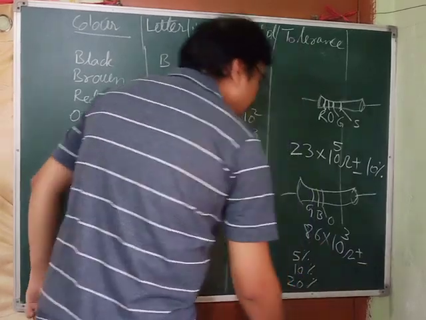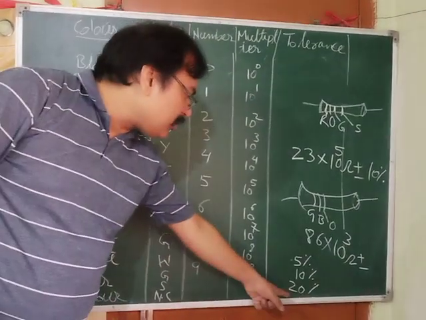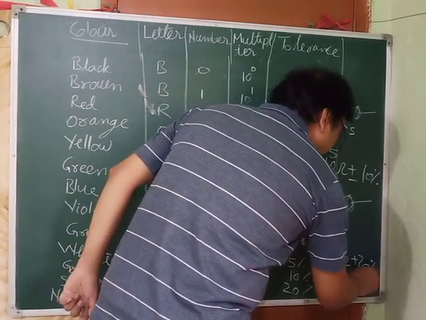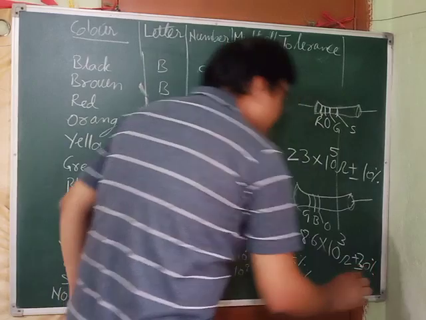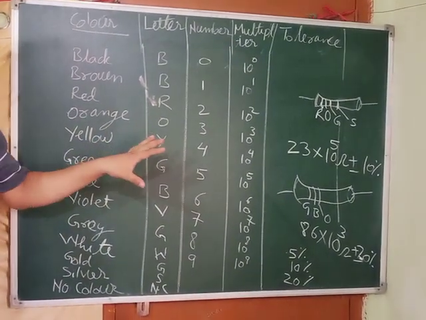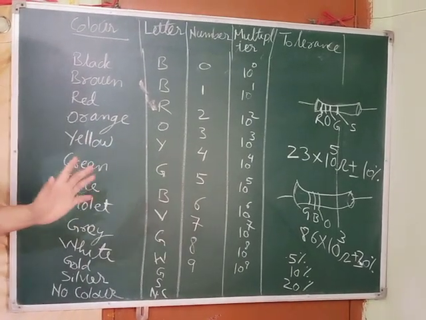Plus minus, no other ring is there. That means it is no color. For no color, what is tolerance? 20%. So you can write here 20%. Understood how to do this? Okay. So that means this is how we can find the resistance of carbon resistors.